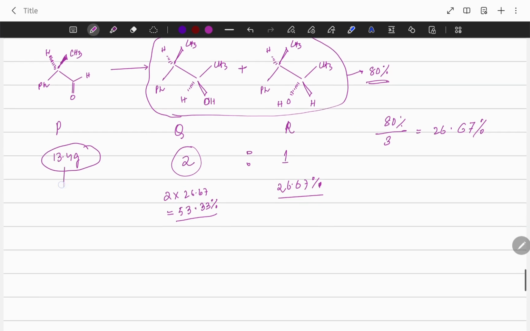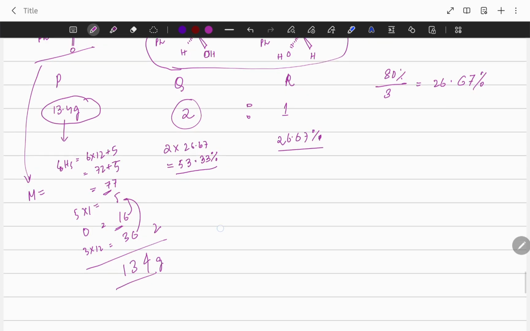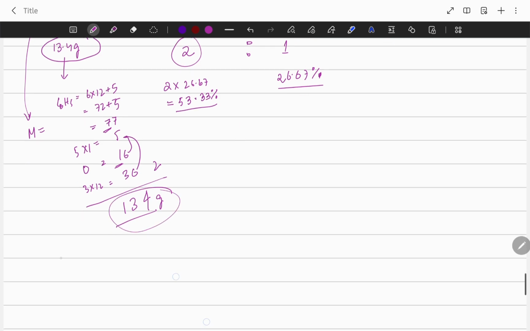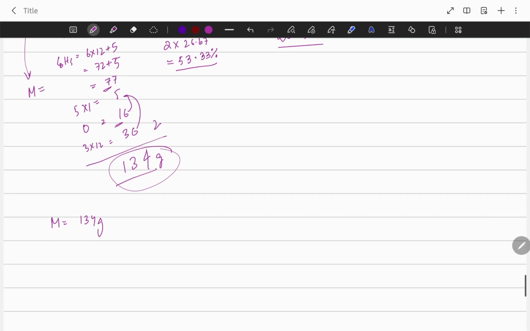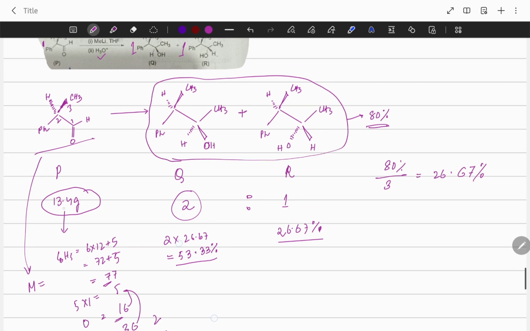So let's calculate. The given amount is 13.4. Convert this 13.4 to moles. To convert it to mole, we need to find the molecular weight of this compound. So M is equal to 134, and given mass is 13.4 gram. Number of moles of P will be 13.4 by 134, that will be 1 by 10, 0.1 moles. So obviously this will also produce 0.1 mole.